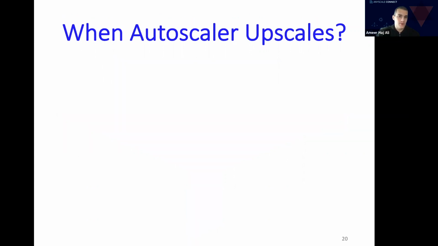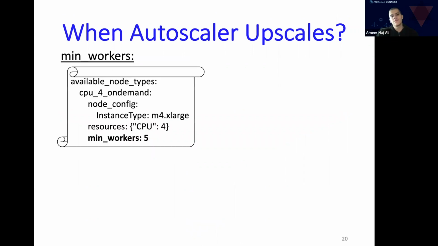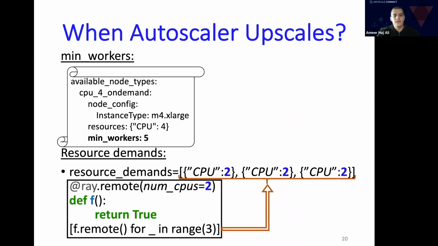So let's go deeper into when this is happening for every one of these cases. For min workers, the Autoscaler gets the min workers from the cluster config, where you set the min workers for every node type. And then the second one is the resource demands. For example, here we have a remote function f with 2 CPUs each, and we're calling remote 3 times for this function. This translates to resource demands CPU 2, 3 times here.